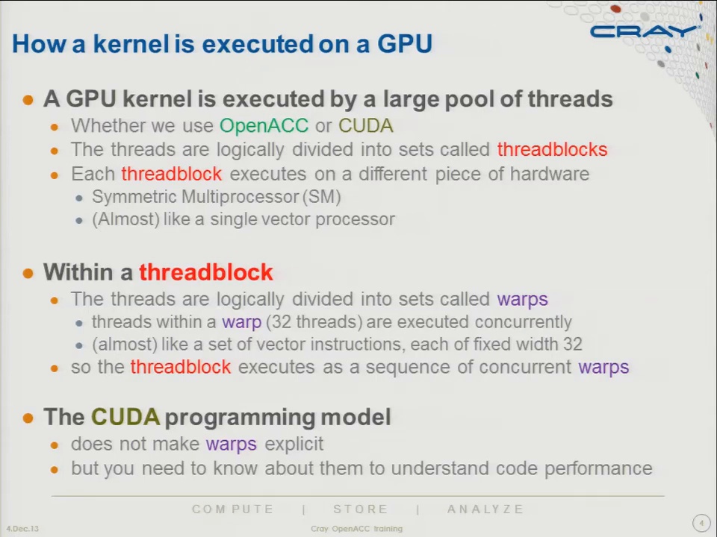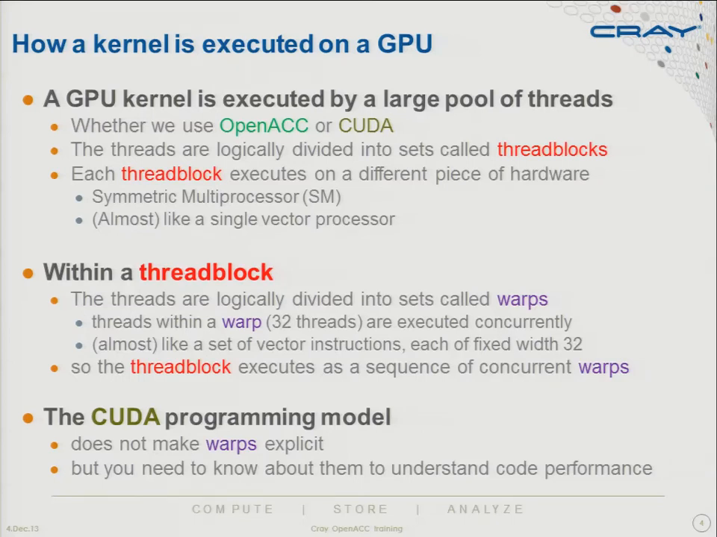So this GPU kernel is executed by a large pool of threads. These threads are like little computational things on the GPU. They're not physical cores, but they're things that run on the cores. So you've logically divided up the work into these threads. The loop iterations are divided over threads. The threads are divided up into thread blocks, and each thread block gets given to a vector processor on the GPU.